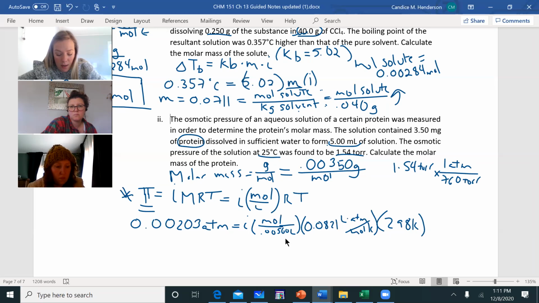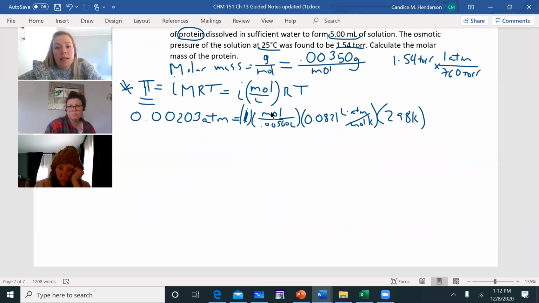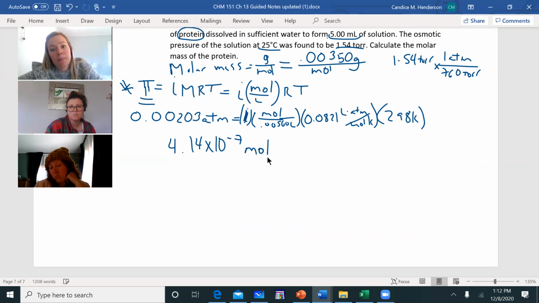So from here, we plug in. The one thing I missed here, let's put this as a 1 instead of an I. Put that as a 1. So when I isolate for moles here, that's the only thing that I need, I end up getting 4.14 times 10 to the -7th moles.